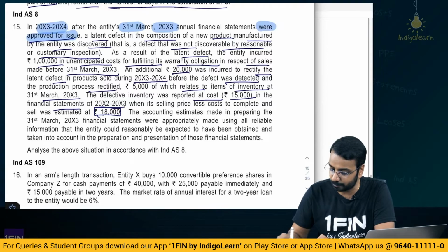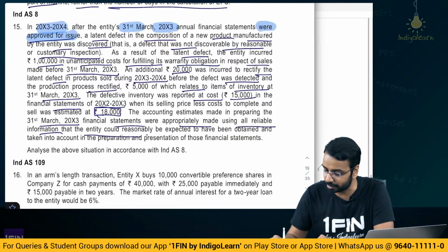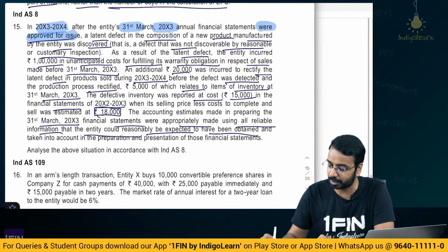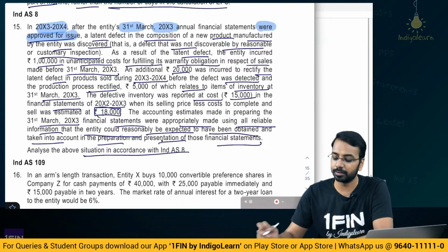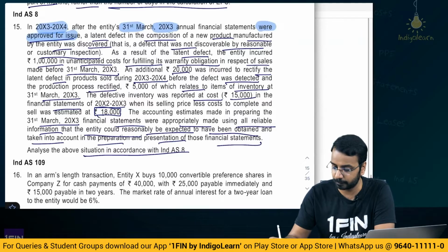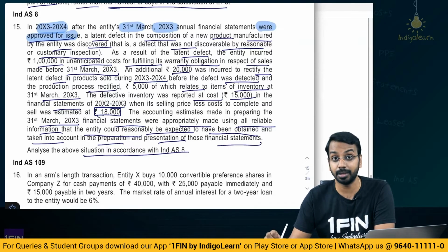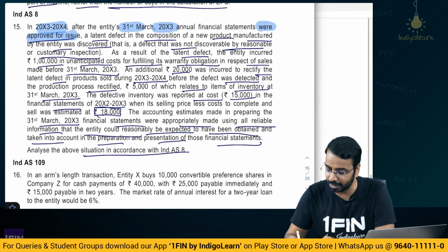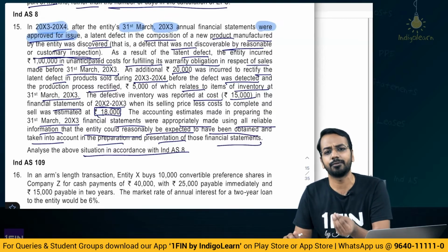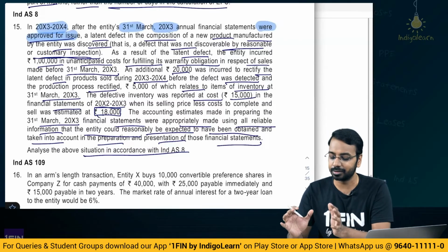The accounting estimates made in preparing the 31st March year 3 financial statements were appropriately made using all reliable information that the entity could reasonably be expected to have obtained and taken into account in the preparation and presentation of those financial statements. Analyze the above situation in accordance with Ind AS 8. Now here 2-3 things are important to understand. First is whether it is a prior period error or not. Now here if you see, the defect could not have been discovered by reasonable or customary inspection. Normally if you would have inspected, you would not have got it, right? So that is the first part.